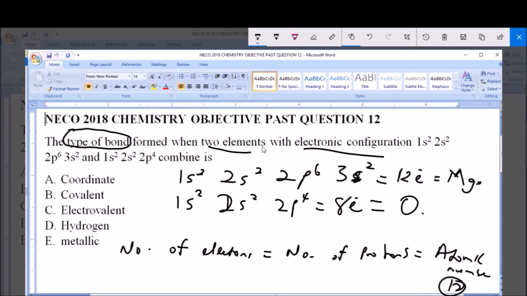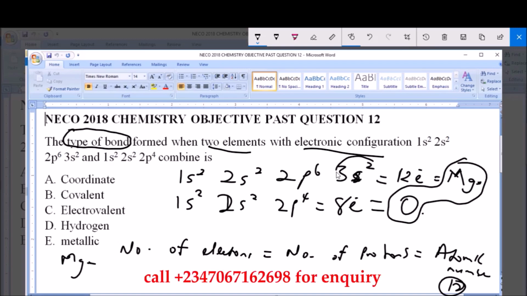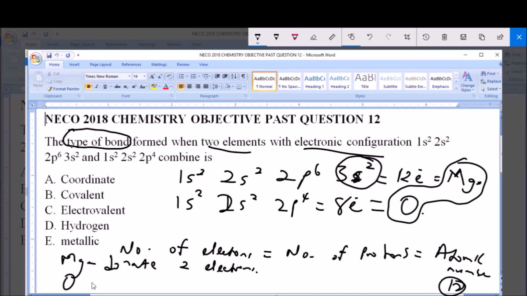So we are asked for the type of bond that will be formed between magnesium and oxygen. Now looking at these two elements, magnesium is a metal, and in order for it to attain stability, it will need to donate 2 electrons, 2 of its valence electrons. And oxygen is a non-metal. In order for it to achieve stability, it will need to accept 2 electrons.